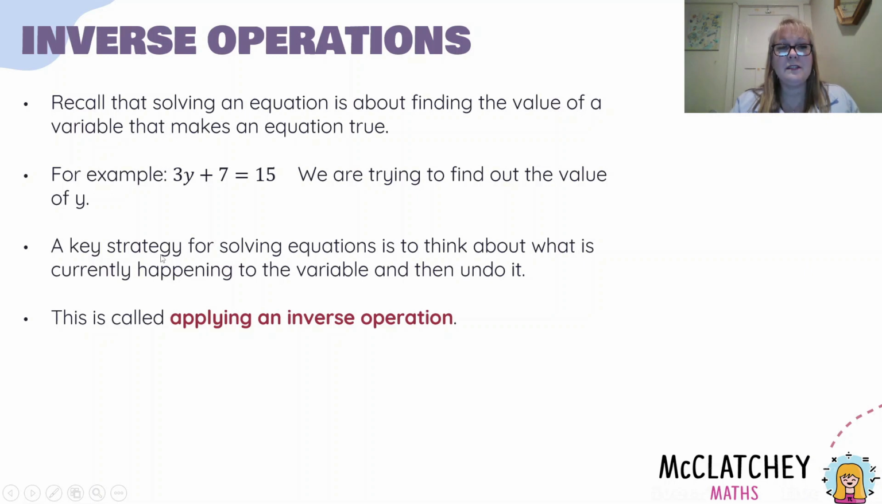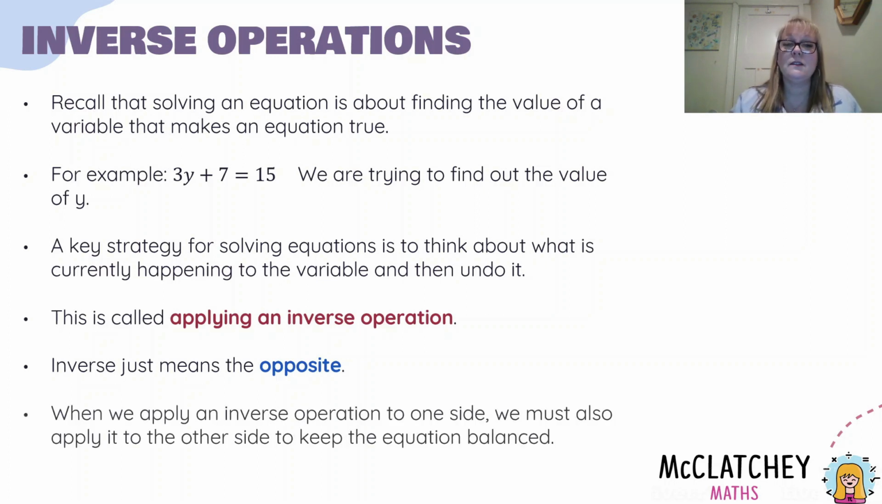The second thing I want to do is think about what is happening to y. Well, at the moment, 7's been added to y, and y has been multiplied by 3. So there are two things happening to y at the moment. It's been multiplied by something, and something's been added to it. So then what I'm going to do is undo the times 3, undo the plus 7. To do that, we apply that inverse operation, which means the opposite. So we're going to do the opposite of times 3 and the opposite of plus 7 to get y all by itself, which is the objective of solving equations.